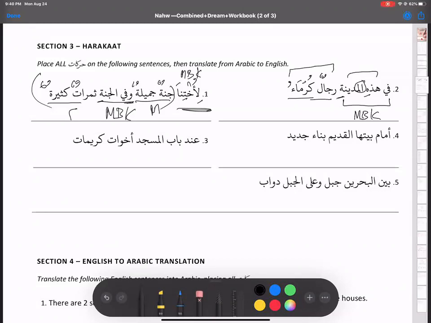So let's start. Amama. After Amama, this is our special mudaf. We need Baiti, Baitiha. So Amama Baitiha, what does that mean? In front of her house. And what is Al-Kadimi doing here? In front of her old house. Okay, so Al-Kadimi, what haraka?